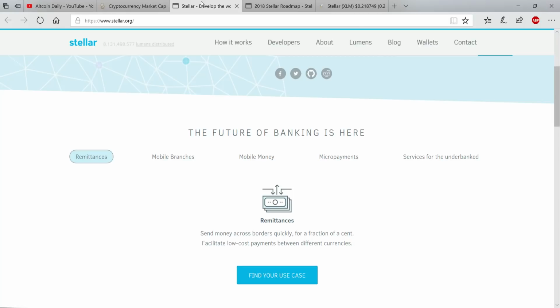Okay. So, what is Stellar Lumen? Got my notes right here. Okay. What is Stellar Lumen? Well, Stellar is an open source, decentralized network for exchanging money and other assets.